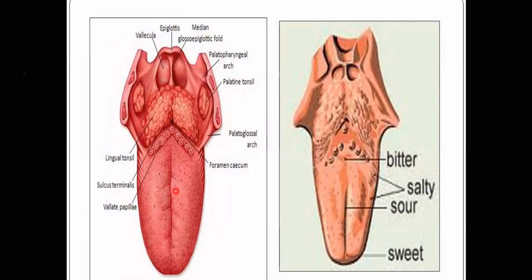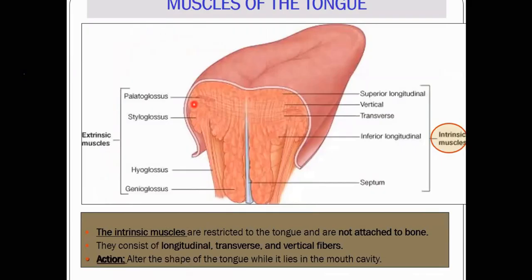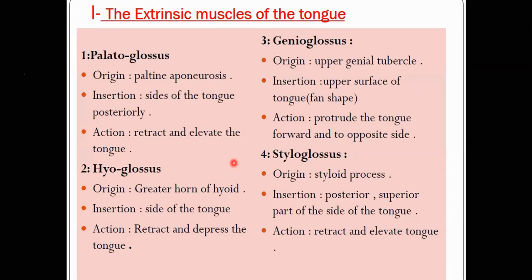So remember, anterior 2/3, posterior 1/3, sulcus terminalis, foramen cecum, epiglottis, median epiglottic fold. On the lateral side, this is the vallecula, and here you can see the lateral glossoepiglottic folds. Remember that. The muscles. Now there are some extrinsic muscles and the intrinsic muscles.